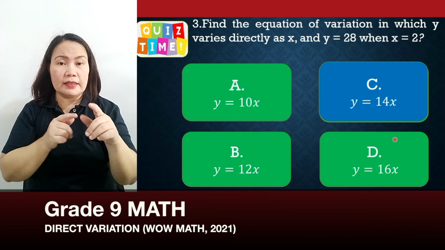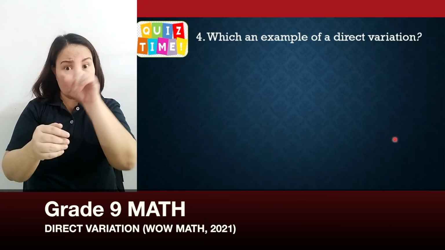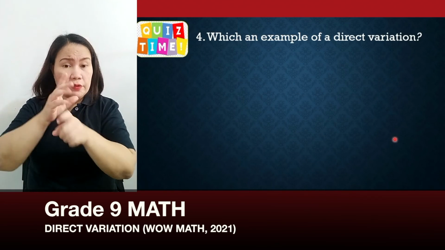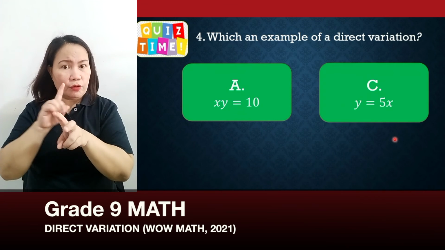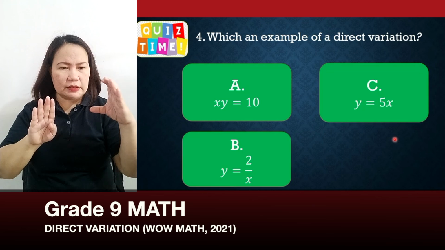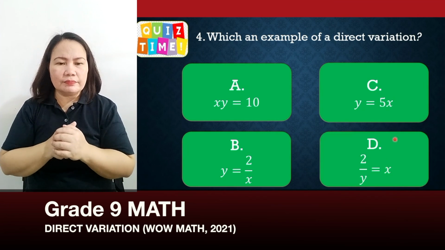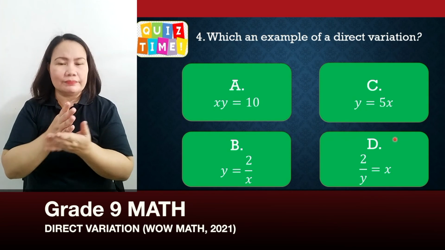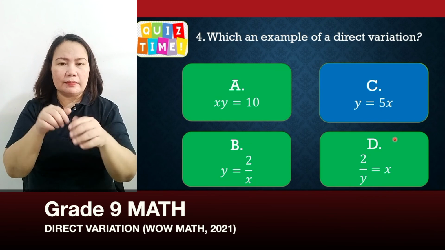Alright, the answer is letter C, y is equal to 14x. Next, question number 4. Which is an example of a direct variation? Letter A, xy is equal to 10. B, y is equal to 2 over x. Letter C, y is equal to 5x. And letter D, 2 over y is equal to x. Okay, so the answer is letter C, y is equal to 5x.